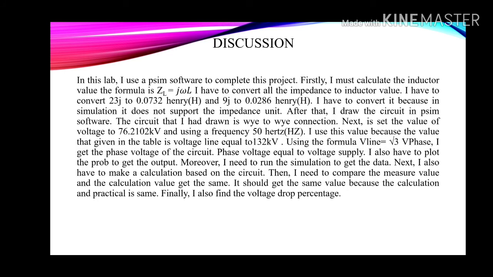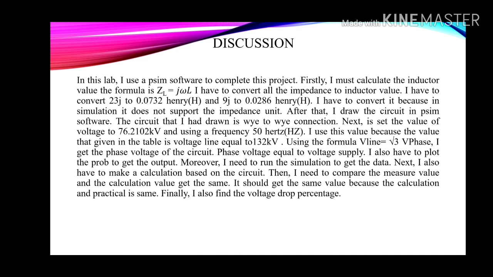Discussion. In this lab, I use the PSIM software to complete this project. Firstly, I must calculate the inductor value from the formula ZL equal to j omega L. I have to convert all the impedance to inductor value. I have to convert 33j to 0.0732 Henry and 9j to 0.0289 Henry. I have to convert it because the simulation does not support the impedance unit. After that, I draw the circuit in PSIM software. The circuit that I have drawn is star to star connection.